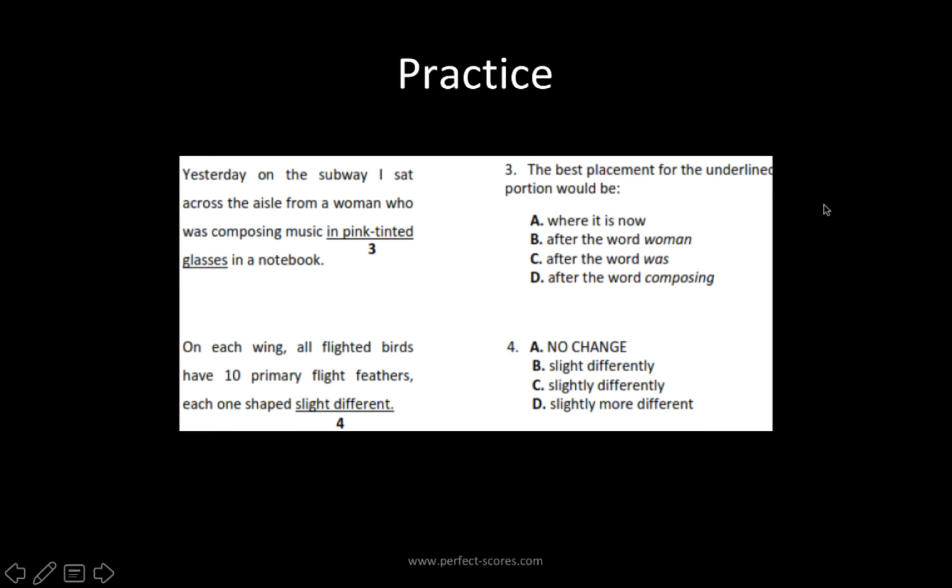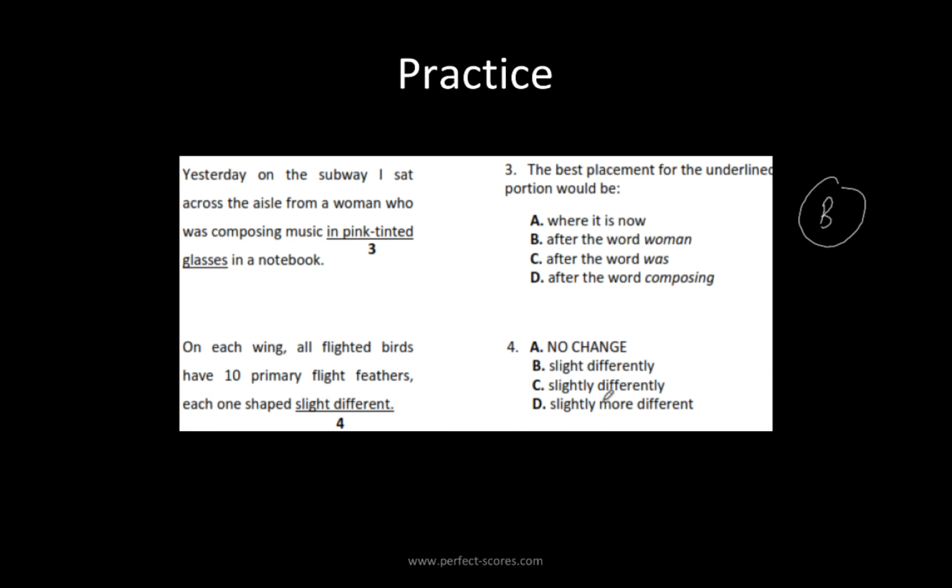question. The best placement for the underlined portion would be. And the underlined portion is "in pink tinted glasses." So, first of all, let's read the sentence. "Yesterday on the subway, I sat across the aisle from a woman who was composing music in pink tinted glasses in a notebook." Now, out of all the nouns you've seen in the sentence, "pink tinted glasses" will be used for what? Obviously, the woman. So that is why your answer in this question is straight away B: "Across the aisle from a woman in pink tinted glasses who was composing music in a notebook." So B is the answer over here.